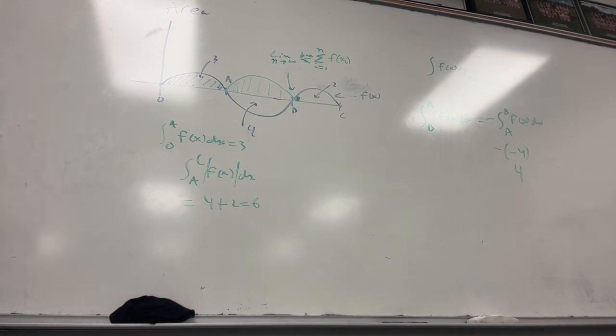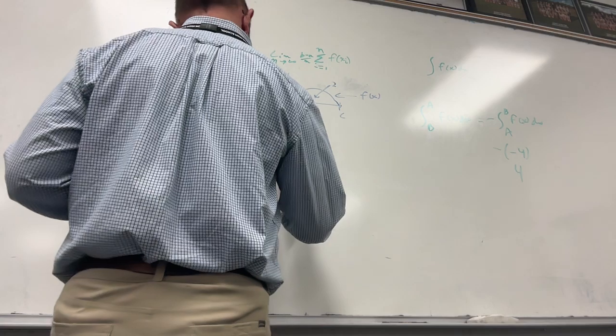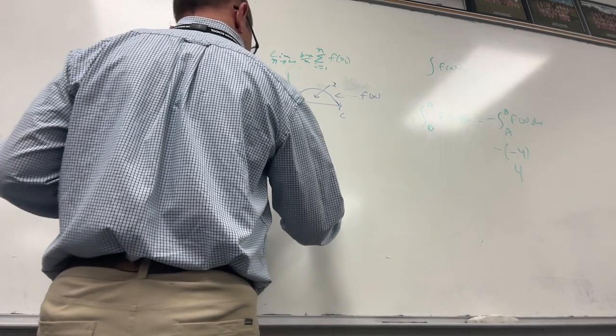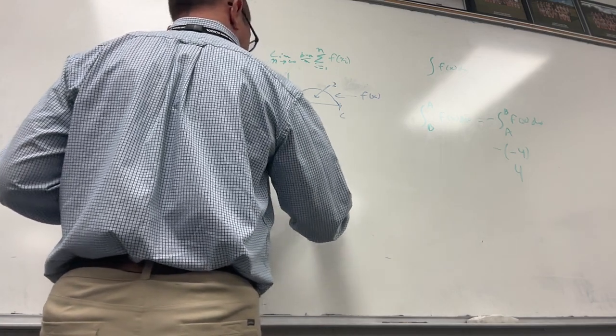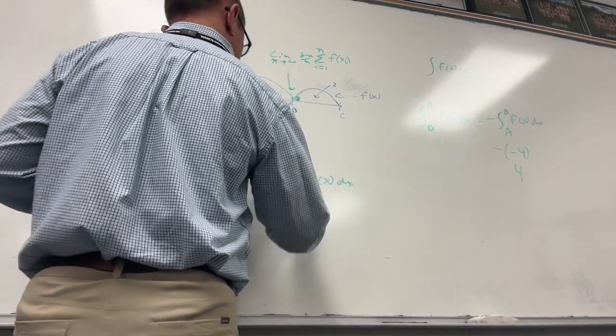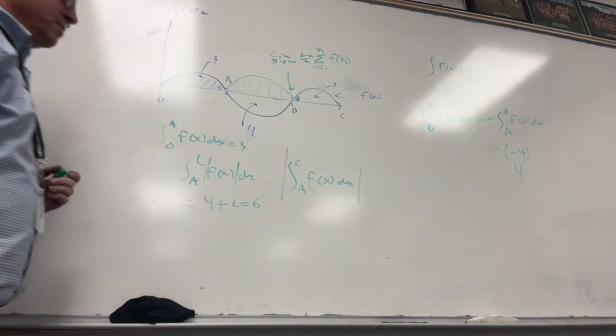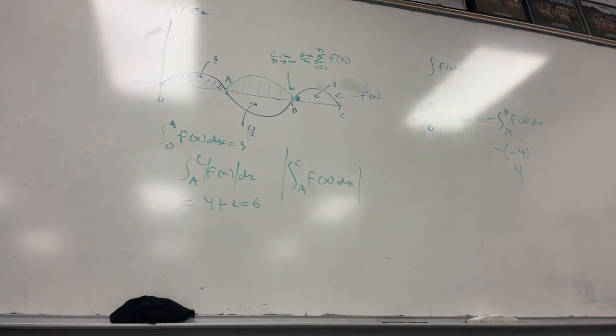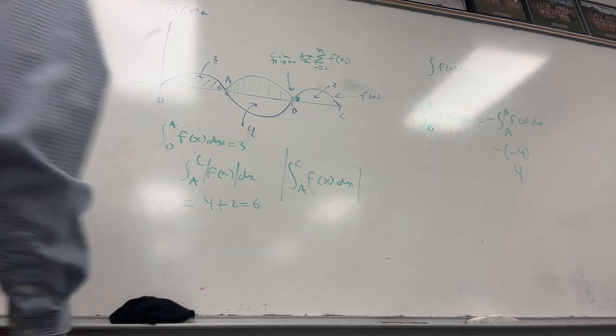All right, so here's your dilemma. What if I say from a to c of f of x dx, but I put the absolute value over the entire thing? Y'all try that and discuss it with the neighbor if you want to. Wouldn't that just be, oh, this is.